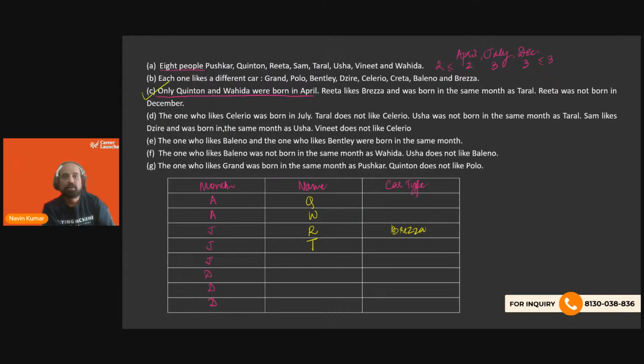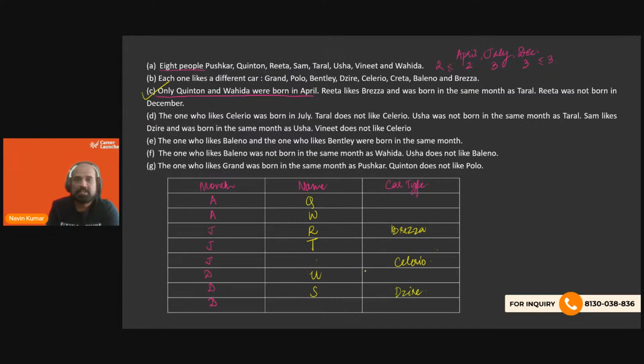Okay, so done with statement C. Statement D, that the one who likes Celerio was born in July. So it's going to be one of these two who likes Celerio. Taral does not like Celerio. That makes the person who likes Celerio the third guy who was born in July, apart from R and T. Usha was not born in the same month as Taral, so that means Usha was born in December. April is already taken care of. Sam likes Desire. So obviously Sam was born in the month of December, because in July he is supposed to like Celerio, but he doesn't.